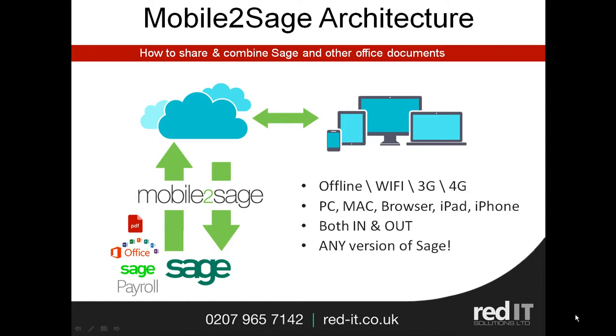So you can share things like latest products, latest projects, latest price lists and things like that with your mobile users. It can work on a PC, a Mac, and a browser, as well as an iPhone or an iPad. It works both offline and online, and it can use cellular data like 3G and 4G networks. And it works on any version of Sage.